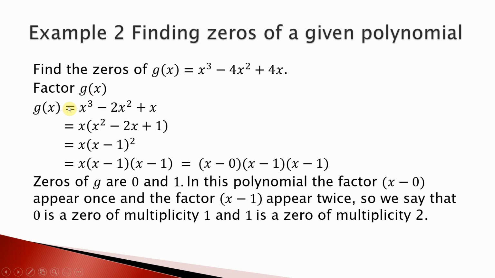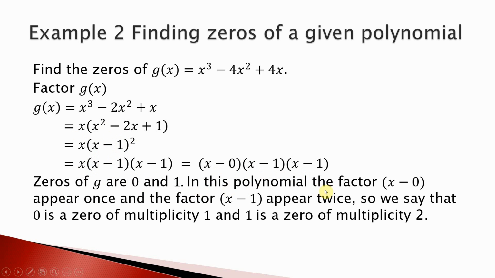So g of x is this, and x is common for all three terms, so you take out x, then you are left with this. This is a perfect square. So this is actually x minus 1 squared. If you expand this, you get this. So it is actually x minus 1 times x minus 1, so it's x minus 0. So g of x is actually x minus 0 and x minus 1, x minus 1. So zeros of g are 0 and 1.